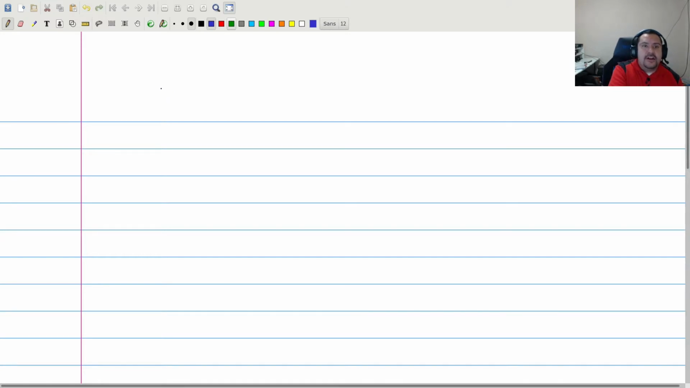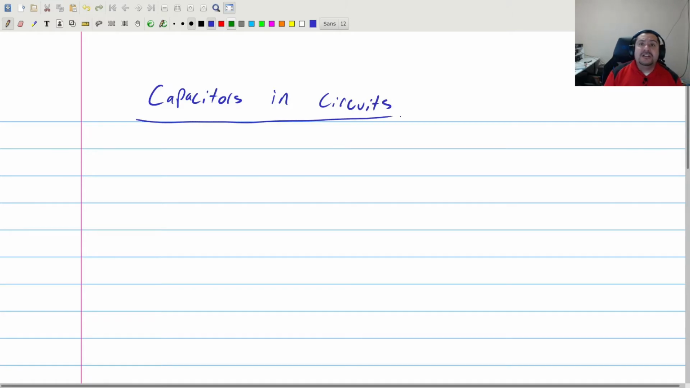Today, we're going to talk about capacitors in circuits. And we're going to see how different arrangements of them cause very different phenomena to occur. So, let's talk about this.